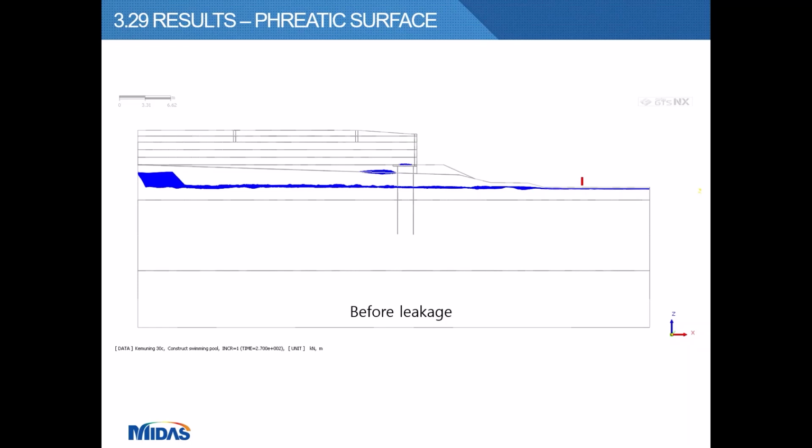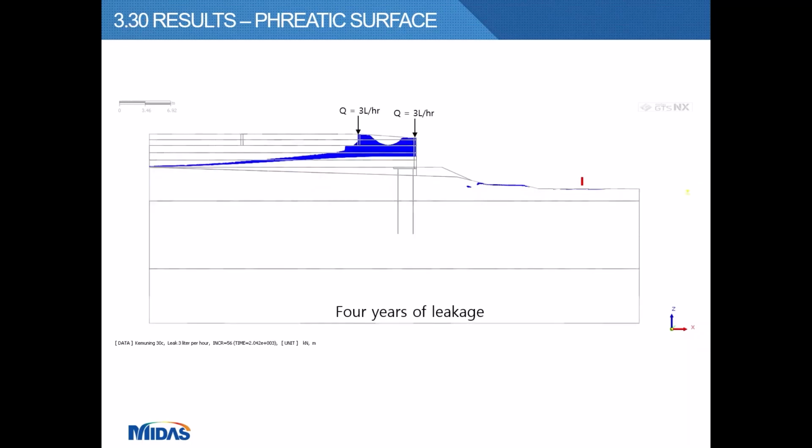And now we look at the phreatic surface before and after the leakage. These slides show you the phreatic surface before the leakage. That is the initial water table. And this is the phreatic surface after 4 years of leakage. And you can see that the water table is rising behind the RC wall and imposes lateral pressure on the wall and pushes the RC wall forward, followed by a failure.